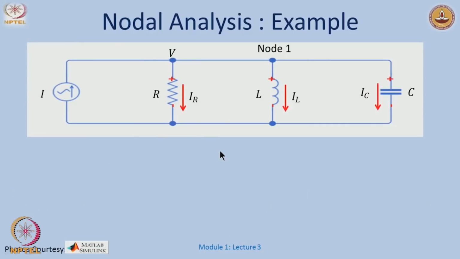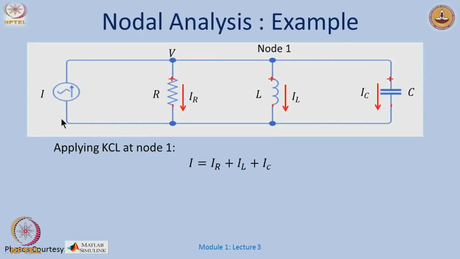Okay, so let's start with a simple example. Again, we start with very basic examples which we already know, and then try to build upon those things. So I have a current source, a resistor, inductor, capacitor, all linear elements.